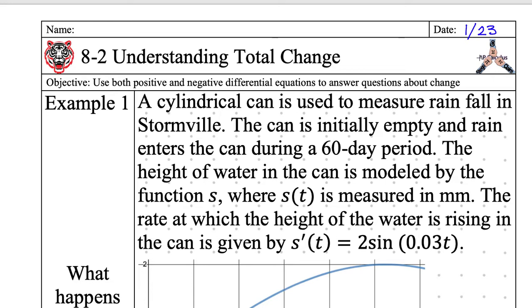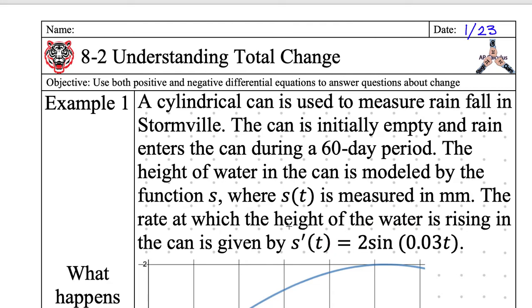Anyone want to read our objective from today? Sego, yes, thank you. Use both positive and negative equations to answer questions about. Yeah, it's almost the exact same thing as yesterday. The only difference is this word. It used to be about rates. Now it's about change. All right, so we have the same exact problem, and I did fix this so it looks nicer. It's actually showing up the same exact problem.